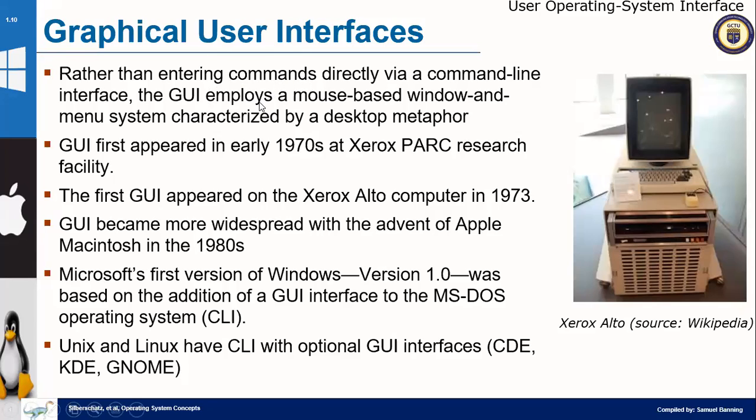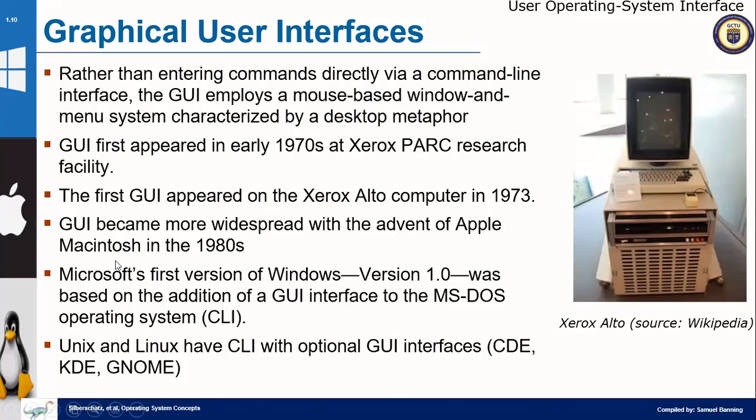The GUI employs a mouse-based window and menu system characterized by a desktop metaphor. So you have a mouse-based window. You are also provided with a menu so that you use the mouse to select the options that are given in the menu. Then you have a window-based system where your entire computer is like a window.